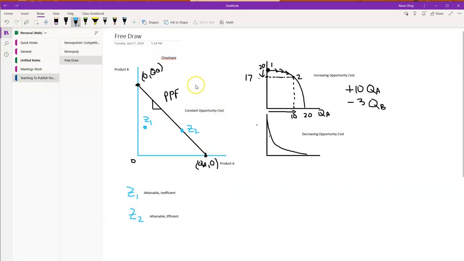Now any point outside the line, it's just not possible. So if I were to look at point Z3, Z3 is not possible, it's unattainable. So Z3 under the current conditions is unattainable.